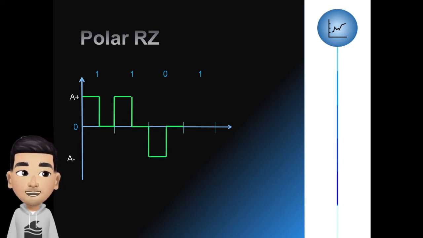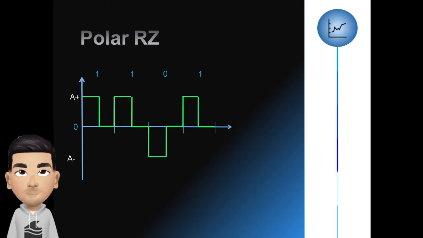The last data is 1, which will make the signal go from 0, rise up to the A positive to complete its half cycle, then will also go down to 0 to complete another half of the cycle.